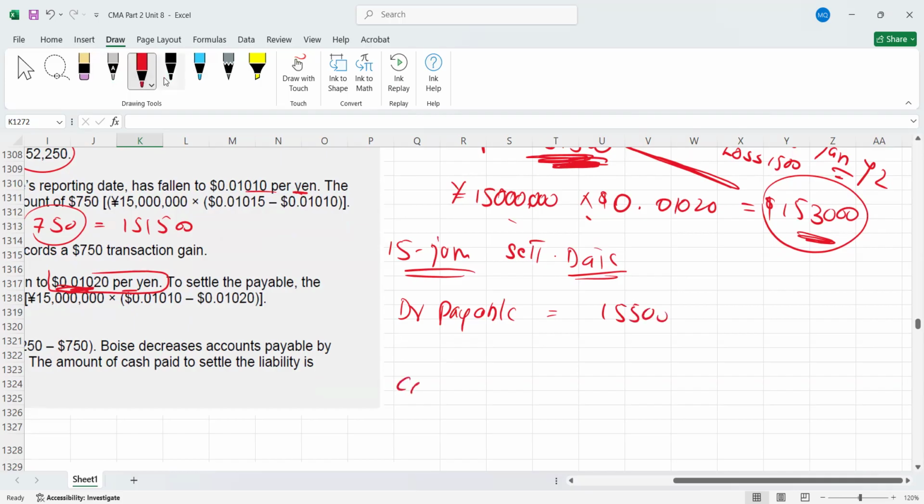And now you will credit cash, because this is what you actually pay in dollars to buy 15 million yen at the settlement date, which is 153,000. Obviously the difference is 1,500, so this is going to be your loss due to changes in the exchange rate. It will be a debit because the difference is on the debit side. So you will record the loss, and this loss you will record in the income statement. Understood? This is how you will deal with the transaction risk.